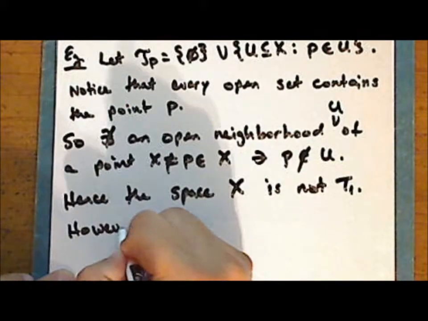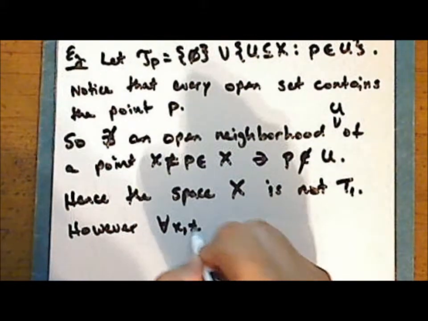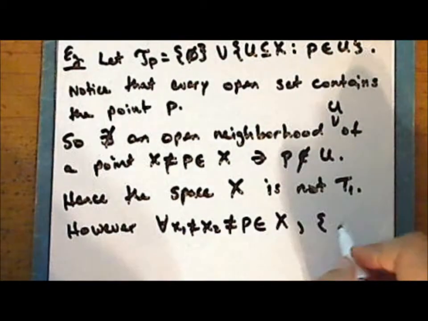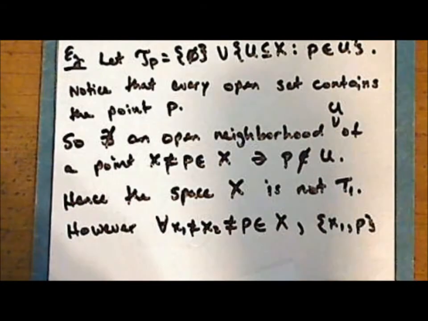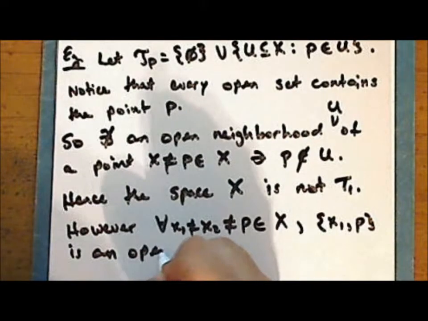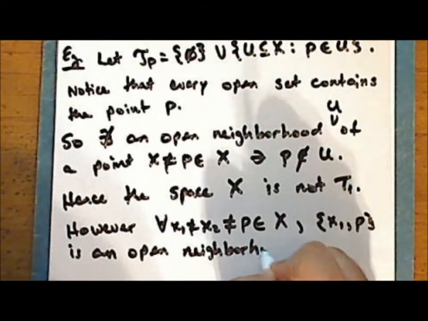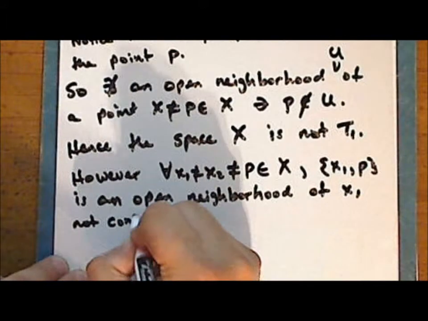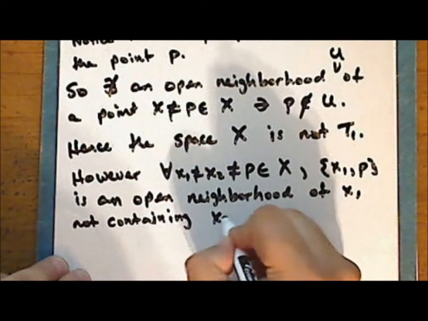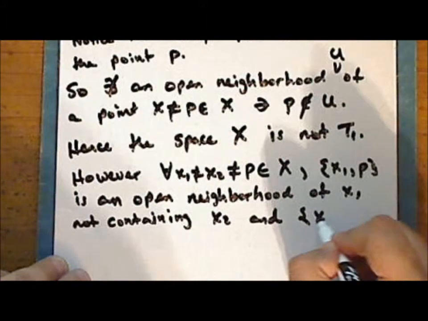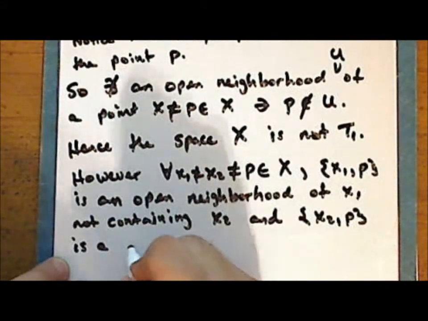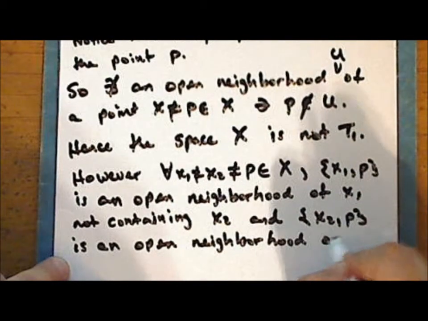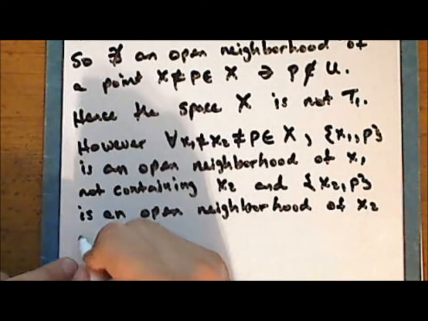However, for every pair of distinct points, x of 1 and x of 2, both of which are distinct from the point P, the 2-point set containing the point x of 1 and P is an open neighborhood of the point x of 1 not containing the point x of 2, and the 2-point set containing x of 2 and P is an open neighborhood of the point x of 2 not containing the point x of 1.